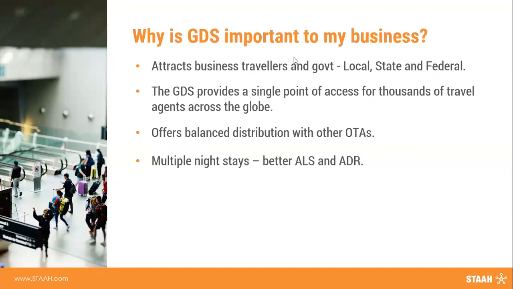Why is GDS important to your business? It attracts business travellers and government travellers, and in Australia we have local, state and federal levels of government, so there is an enormous amount of business within those 3 portfolios. The GDS provides a single point of access for thousands of travel agents across the globe. The numbers vary, but you can pretty much assure there's around about 500,000 travel agents globally. It offers a balanced distribution with the other OTAs, not in difference to them, but in addition to them, such as Expedia, Booking.com, Hotels.com. The reason GDS is beneficial to many properties is that the bookings often involve multiple night stays, giving a better average length of stay and a better average daily rate.